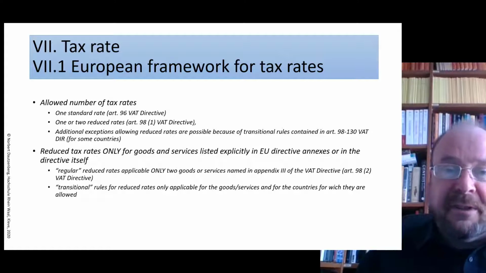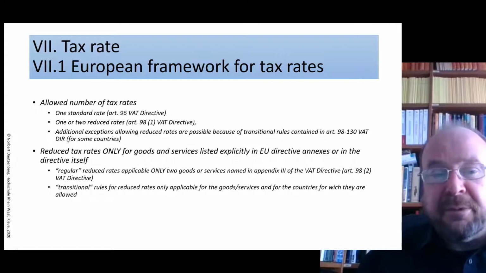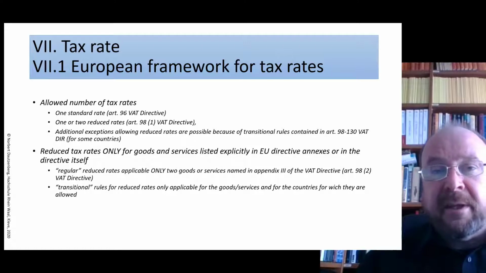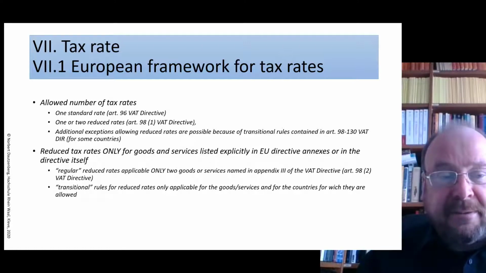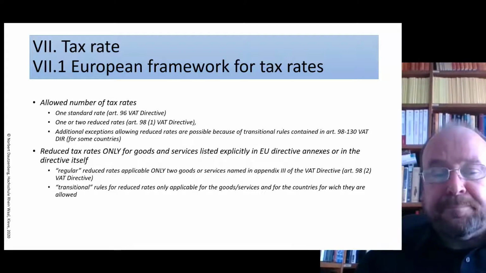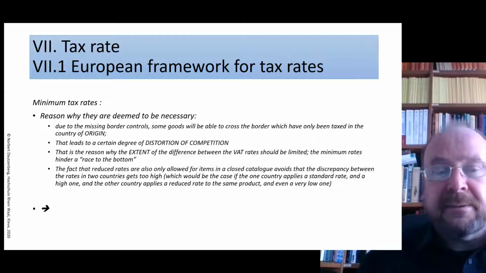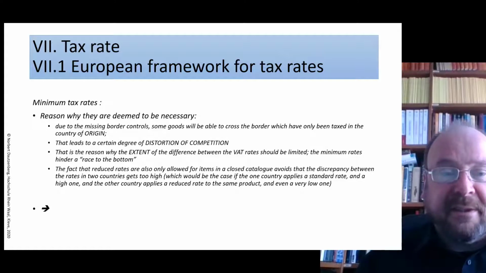But very important is that a reduced rate is only allowed to be applied for those goods and services which are explicitly listed in the EU directive in a certain annex or in the directive itself. The reason for that is one wants to limit the chaos in the EU.